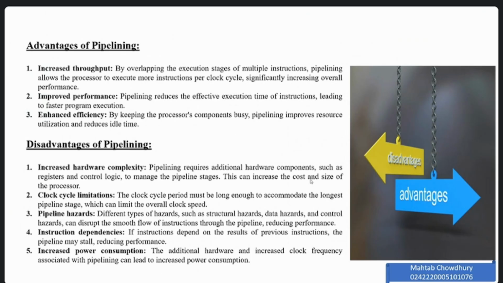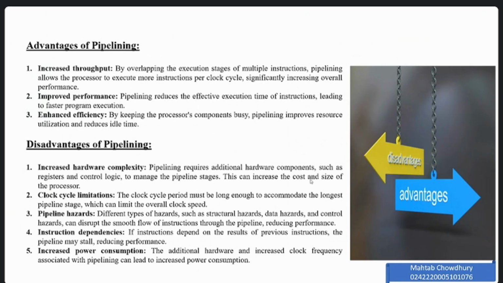Now, disadvantages of pipelining: increased hardware complexity. Pipelining requires additional hardware components such as registers and control logic to manage the pipeline stages. This can increase the cost and size of the processor. Clock cycle limitation: the clock cycle period must be long enough for the longest pipeline stage, which can limit the overall clock speed.